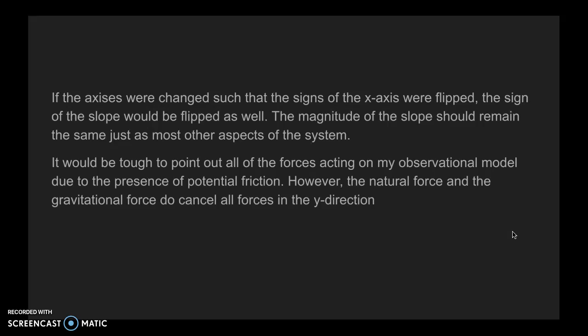For the next question, how would you know if there were forces acting on your sphere? It would be tough to point out all the forces acting on my observational model due to the presence of potential friction, which is very minute and can't be seen by the naked eye. However, it can be seen with those kinks in the line, as I talked about previously. However, a good example of forces that you can cancel out and assume are the normal force and the gravitational force. This is just because the ball isn't going into the ground and it's not floating in the air. These forces are balanced so that the sphere stays right on the ground.